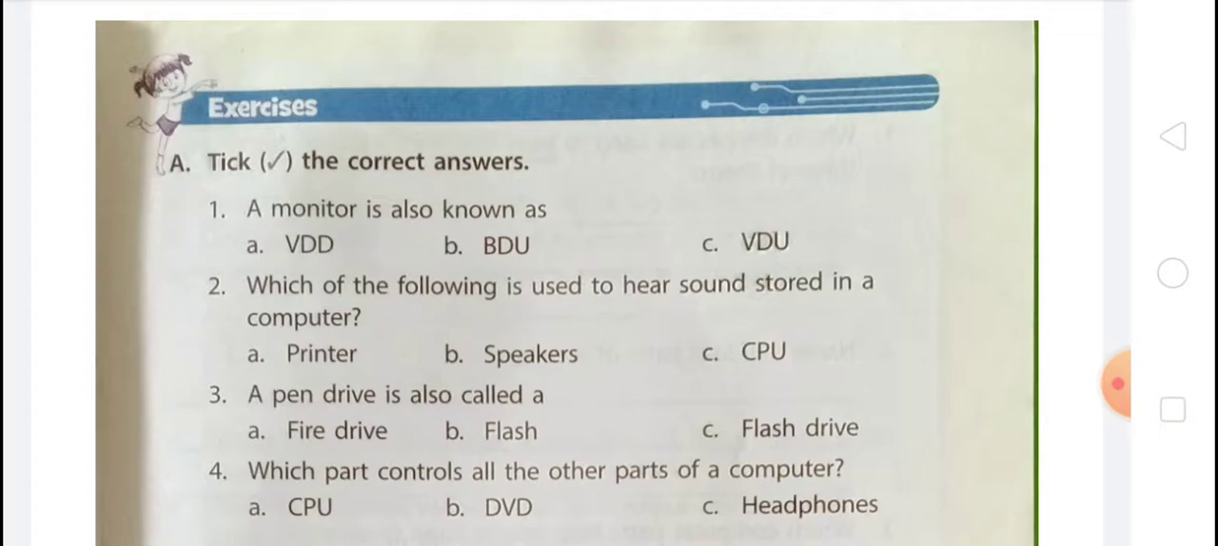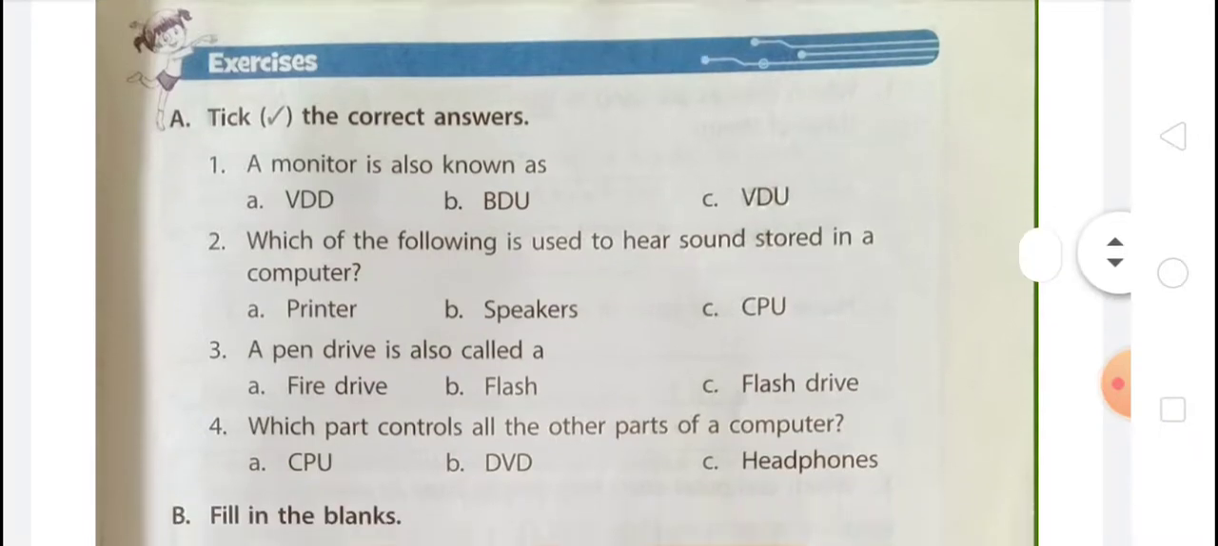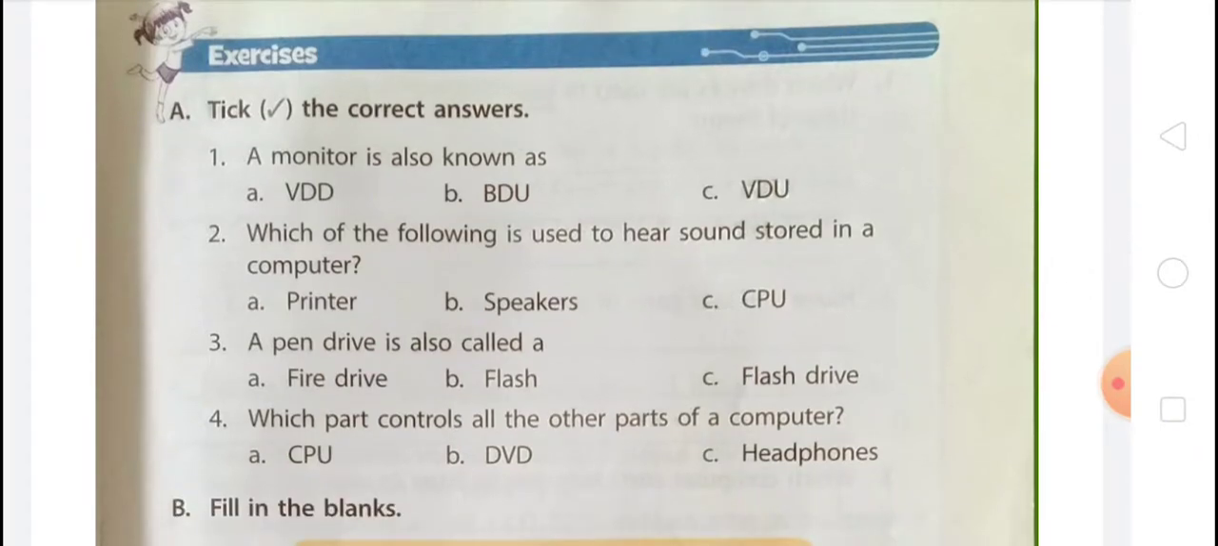Question number 4, which part controls all the other parts of a computer? The CPU controls all the other parts of a computer connected to it. There are three options: A, CPU, B, DVD and C, headphones. CPU controls all the other parts of a computer connected to it. So option A, CPU, is the right option.